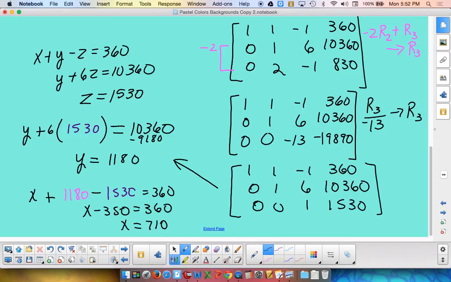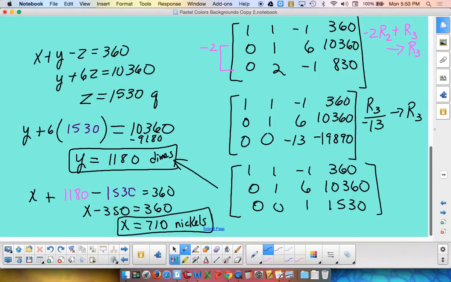So what did I find out in all of this? I'm unfortunately out of space, and I really don't want to extend this more, so I'm going to squeeze this somewhere. I just found out that we have 710 nickels in this machine, since x was nickels. We have 1,180 dimes in this machine, and 1,530 quarters were placed in this machine this week. Hope it has a very large storage area for coins, because that is a monster amount of coins.